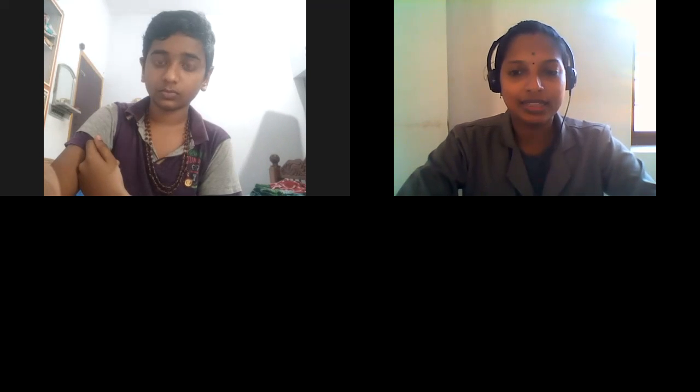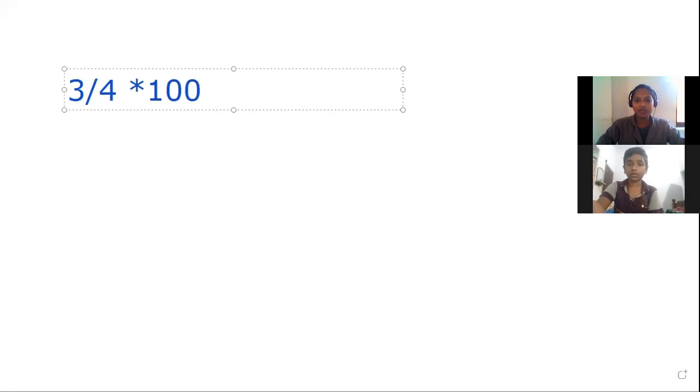Look at the first figure. It's again a square and we have divided it into 4 equal triangles or 4 equal parts. Then out of 4 equal parts, how many of the parts are shaded? 3. Then what is the corresponding fraction? 3 by 4. And we have to calculate the corresponding percentage. That is 3 by 4 into 100. How will you get 3 by 4 into 100?